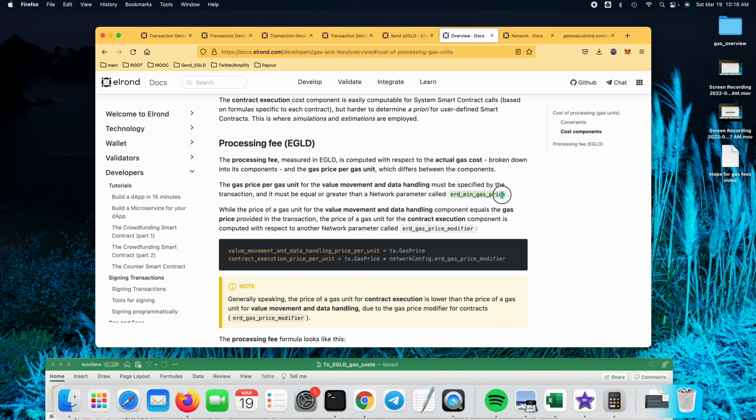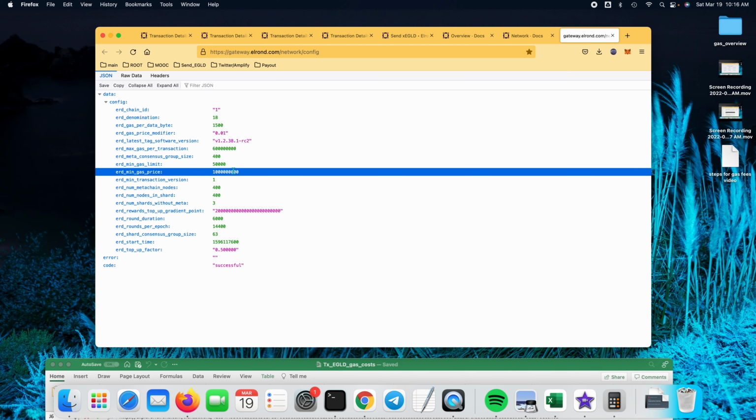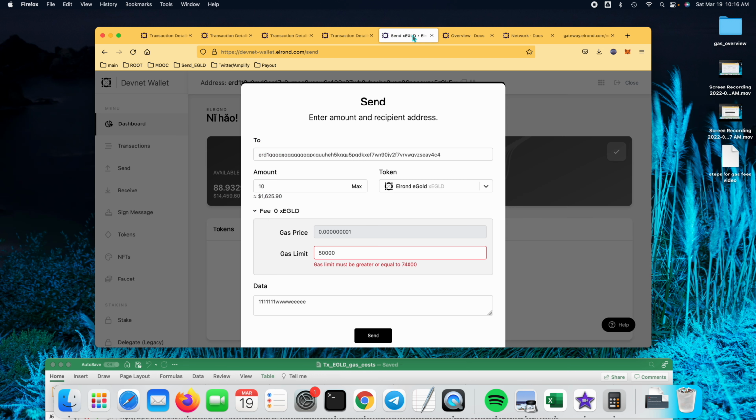So that's your ERD minimum gas price. And again, over on our parameters, we'll find that right here. You might be saying, okay, why here is it a whole integer number, and then over here we saw it as a fraction, a decimal that's less than 1. When you multiply your gas by this number right here, you'll directly get EGLD. So if you multiply 50,000 by this number right here, you'll get EGLD.